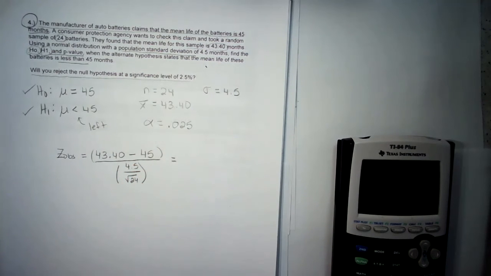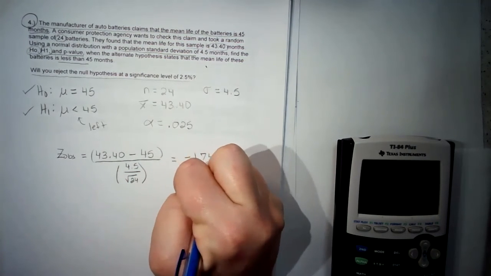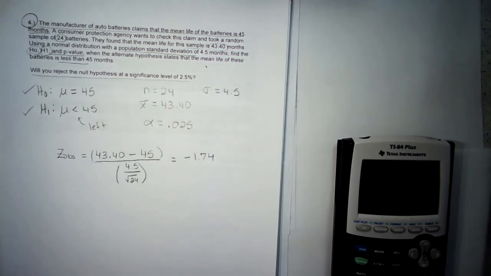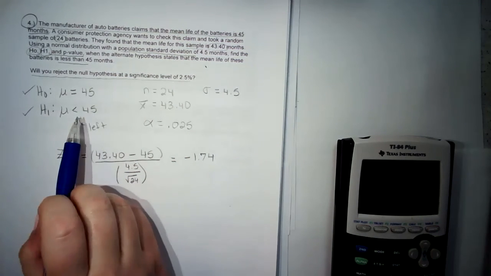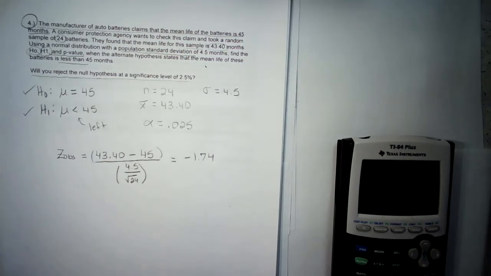Okay. And don't be scared if your Z observed ever comes up to be negative. In this case, it will, and that's okay. It doesn't mean it's wrong. It just means your Z values can be positive or negative. With a left-tailed test, you're going to expect almost everything to be negative because you're in that little negative left region, right? Okay, now we found that.